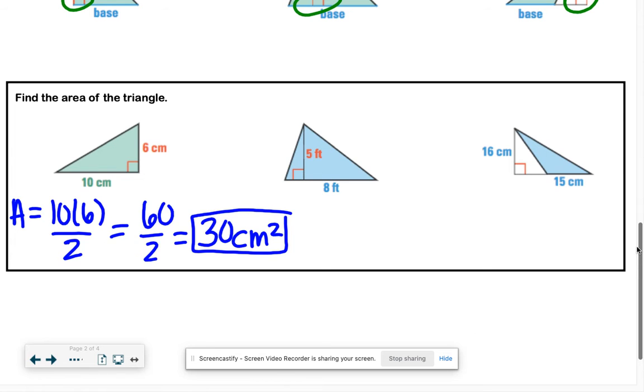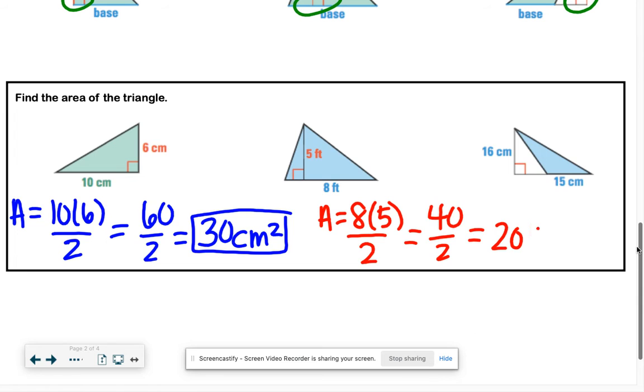Our next one here, what is our base? 8. Our height would be 5 all over 2. 8 times 5 gives us 40. 40 divided by 2. Bingo. 20 feet squared.